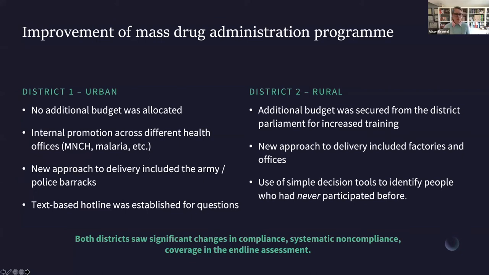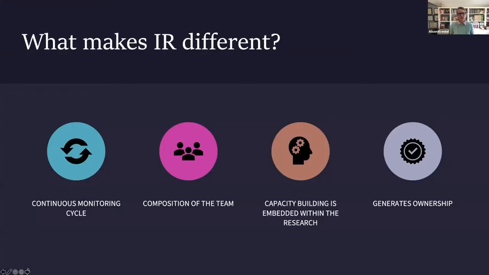And in conclusion, what we saw was both districts in their feasible new solutions to these barriers saw significant changes and improvements to compliance. So the people who actually took the drugs, they saw a reduction of systematic non-compliance. So people who had never taken the treatment before, and they saw increases in their overall reach. So what makes implementation research different?